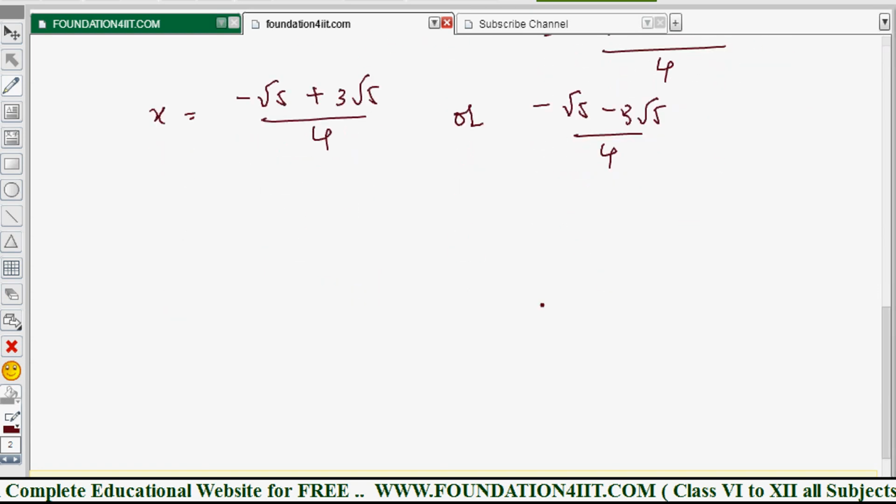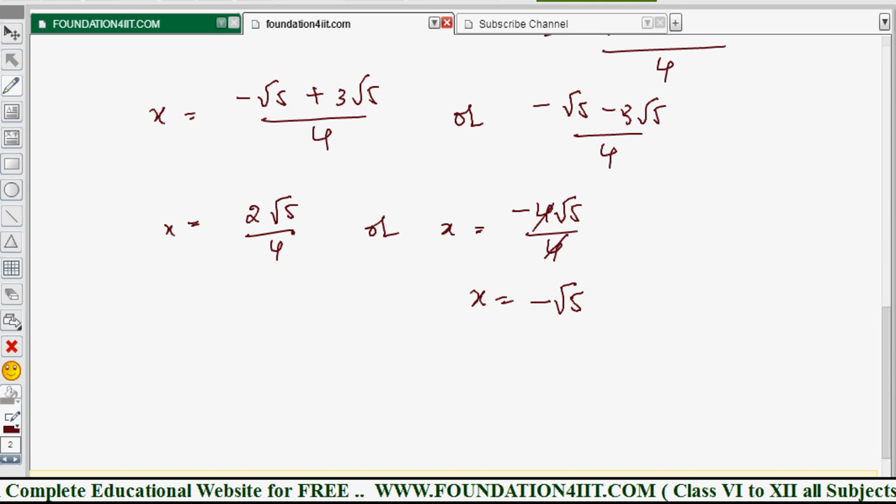Now if you take these both separately, minus root 5 is minus 1 root 5 plus 3 root 5, so this is 2 root 5. So 2 root 5 divided by 4 is one x value, or minus root 5 minus 3 root 5 is minus 4 root 5 divided by 4, another value. So these are the two values. We can cancel this 4 by 4, x is equal to minus root 5.